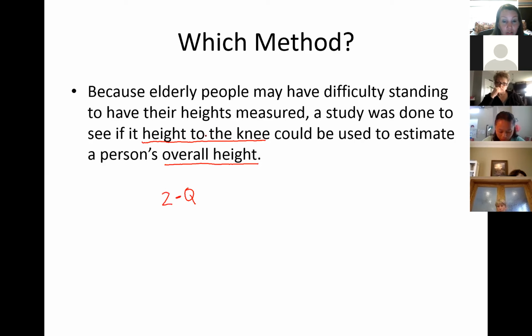And anytime we have two quantitative variables that we're looking at, remember, two variables measured on the same individual, then we're dealing with regression. So some other keywords we could use to help us figure out that this was regression: we wanted to see if height to the knee could be used to estimate a person's overall height. So we're using one variable to predict or estimate the other variable.